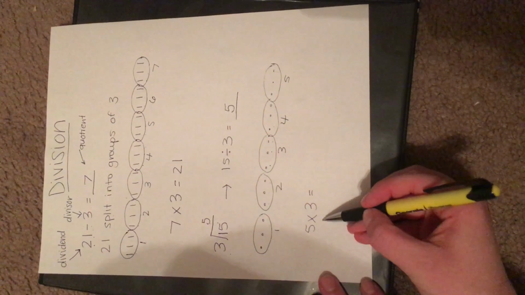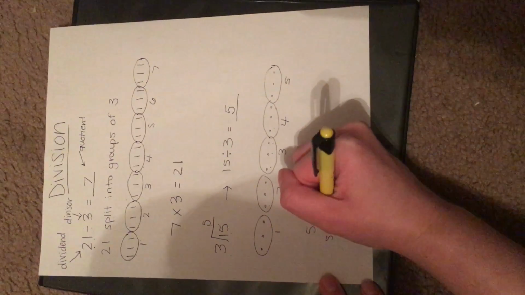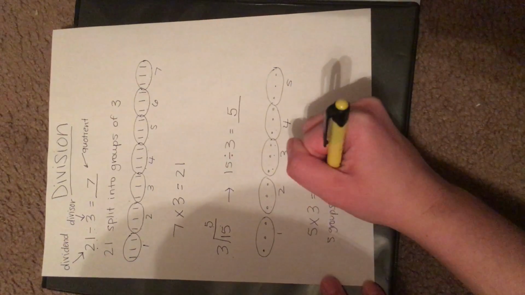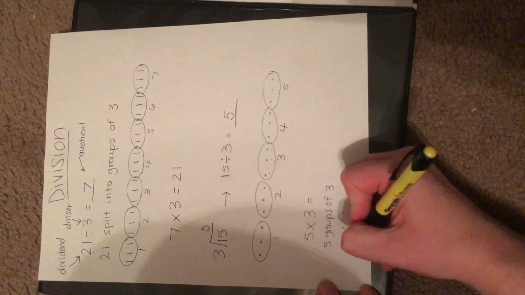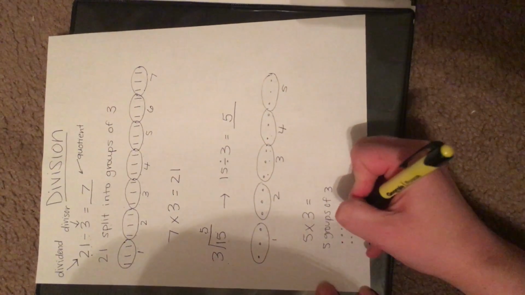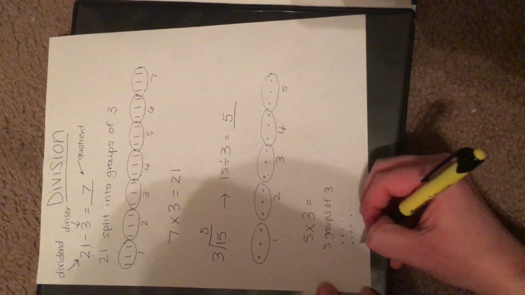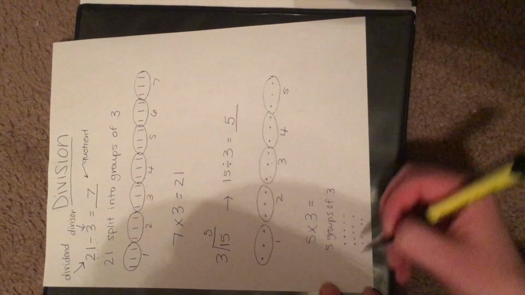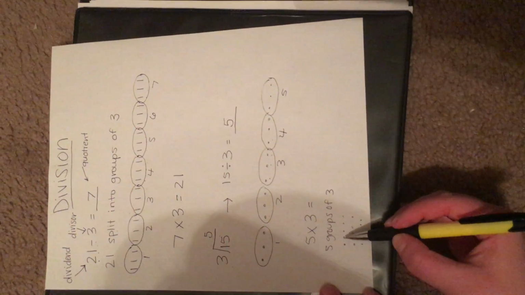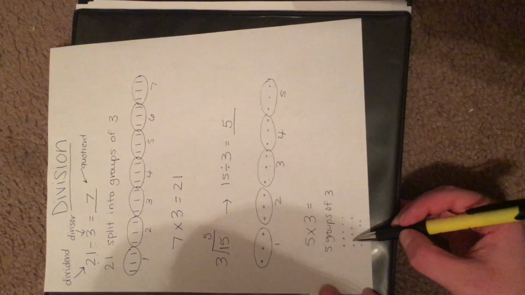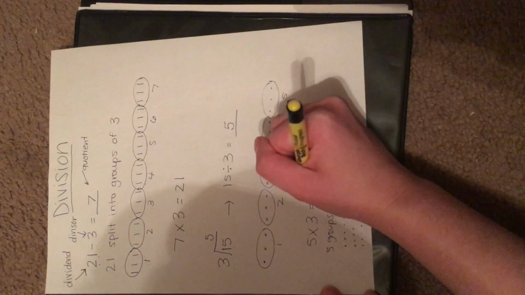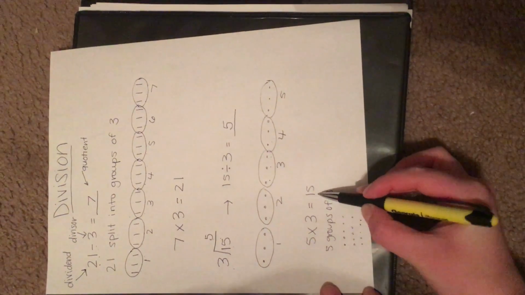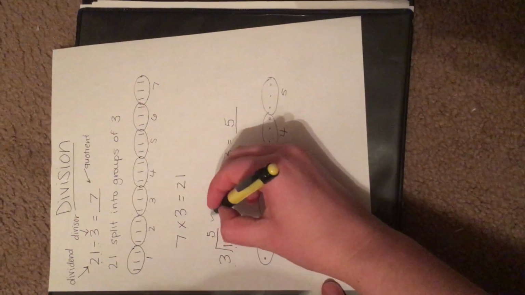which is 5 groups of 3. So I can do 1, 2, 3, 4, 5, 6, 7, 8, 9, 10. So that's 2 groups of 5. 1, 2, 3. So I have 3 groups of 5, and if I count, I have 1, 2, 3, 4, 5, 6, 7, 8, 9, 10, 11, 12, 13, 14, 15. So the product over here matches my dividend over here. So that is the right answer.